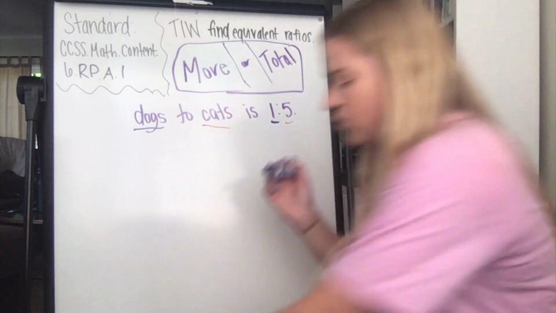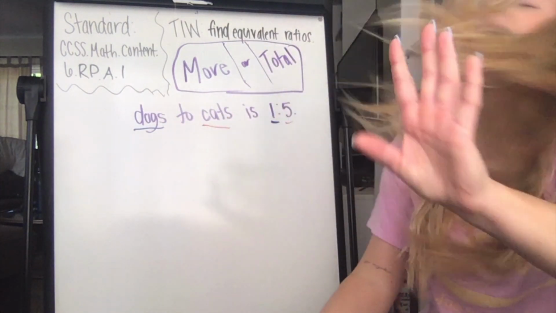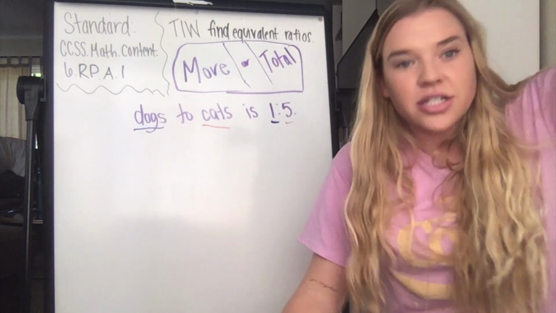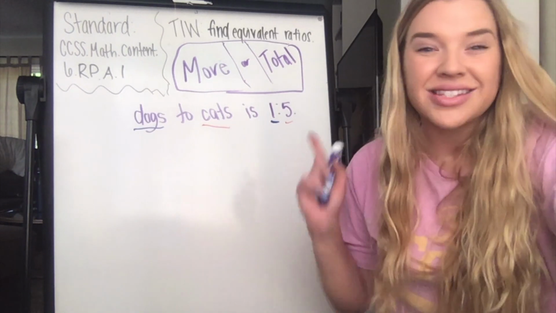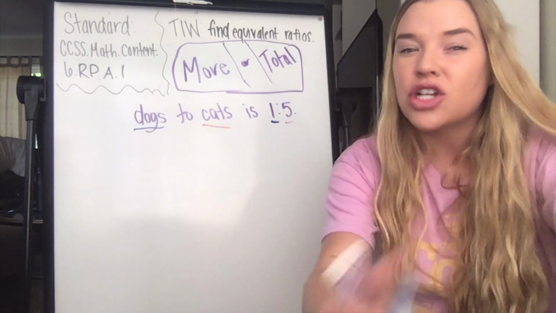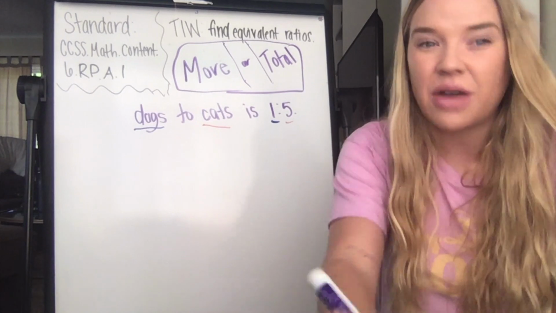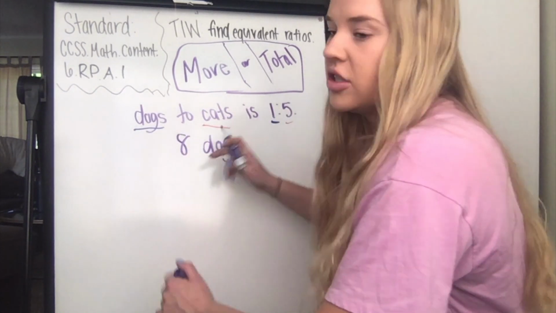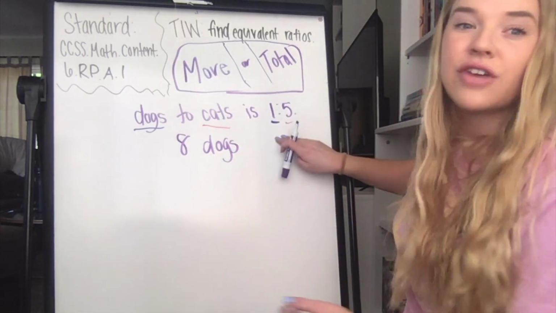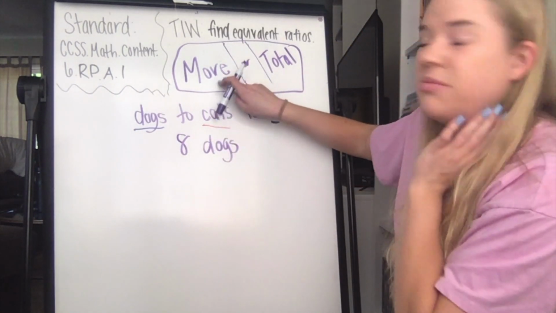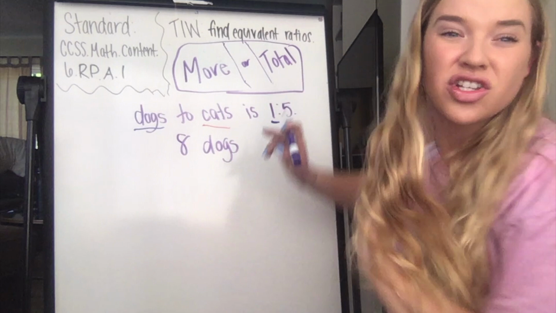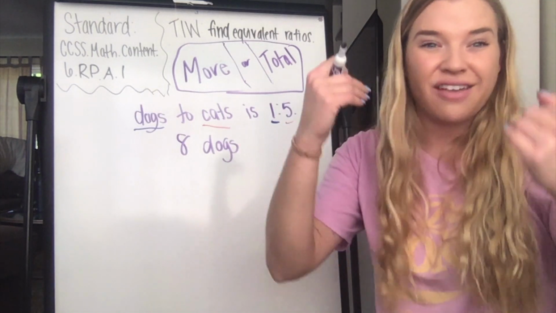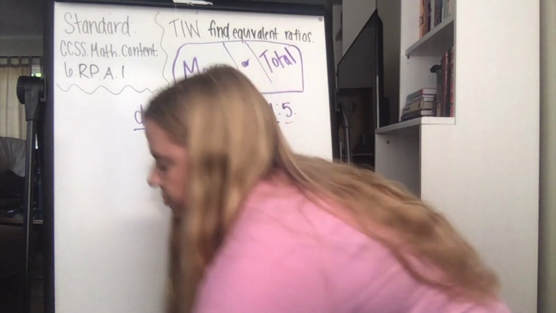So if I were to say that there are 8 dogs, okay, so the ratio of dogs to cats is 1 to 5, and there are 8 dogs total. How many cats are there? So now we know that there's 8 dogs. First things first, I want to set this up as a fraction. Like I said, I don't see the word more, and I don't see the word total. So I personally prefer to use a fraction to do this.